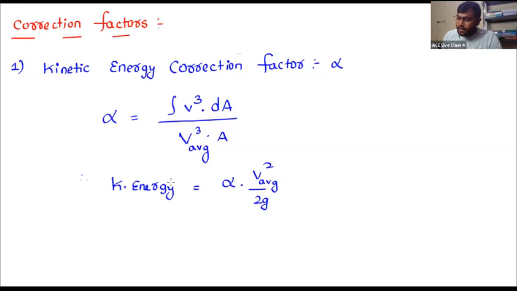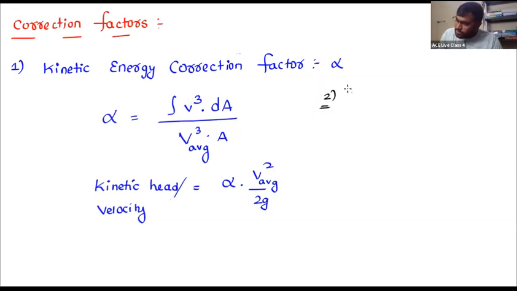Then the kinetic head per unit weight, I can write this as the kinetic head, or velocity head. You can call it the kinetic head or velocity head. So alpha into V square by 2g, where V is the average velocity. See, you don't need to worry about questions appearing from this, but you need to know how the equation looks. And this is the kinetic energy correction factor.